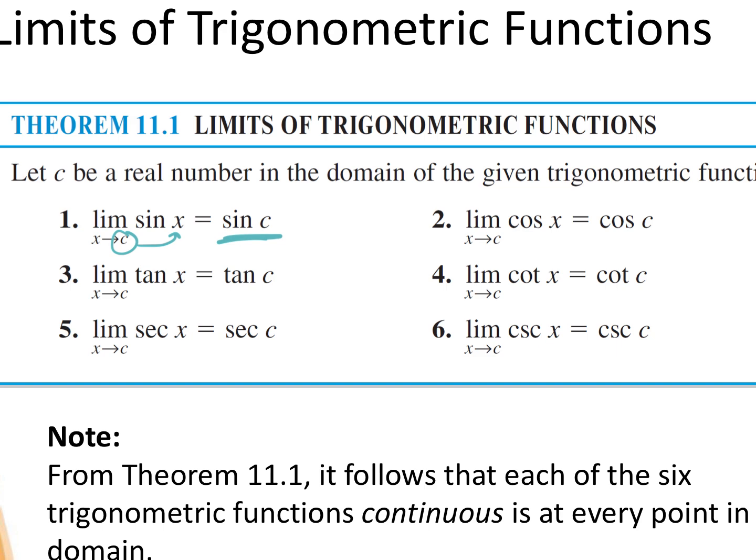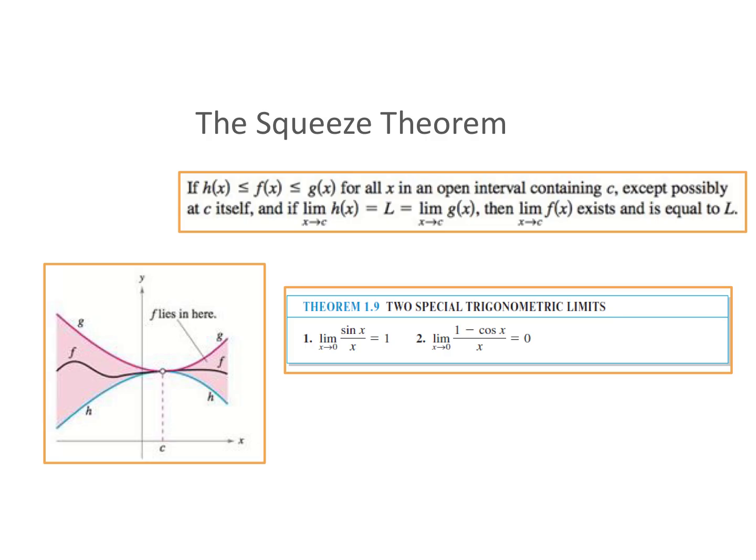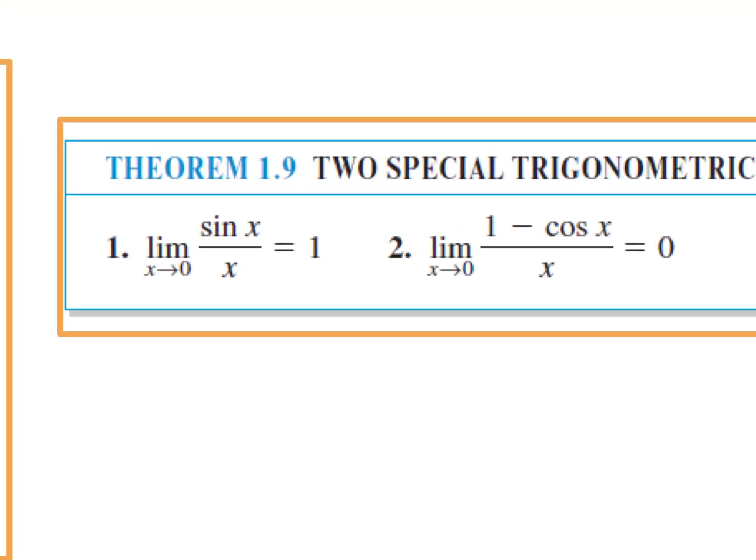We run into an issue when it gives us a value that's undefined, because just because our value is undefined doesn't mean that the limit is undefined. So we have two special trig limits. These you have to memorize.